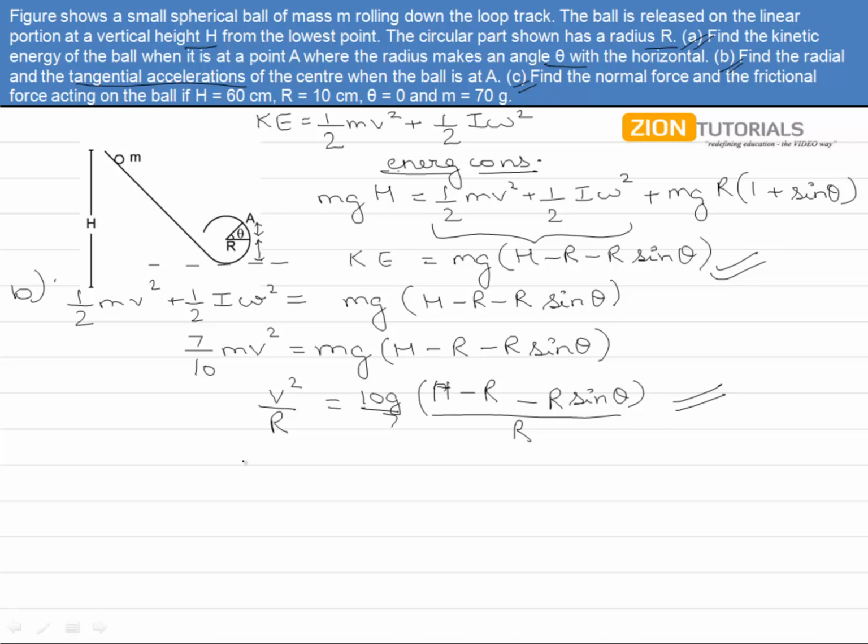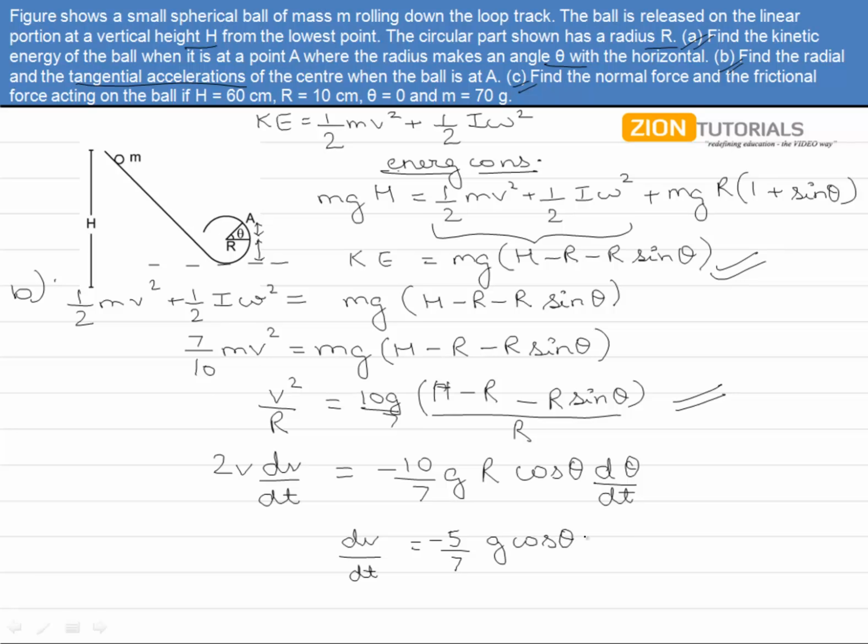So we are going to differentiate this, which gives 2v dv by dt equals minus 10 by 7 gr cos theta d theta over dt, giving us dv by dt equals minus 5 by 7 g cos theta. Now let us proceed to the third and the last part of this question.